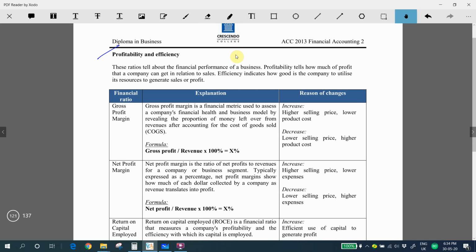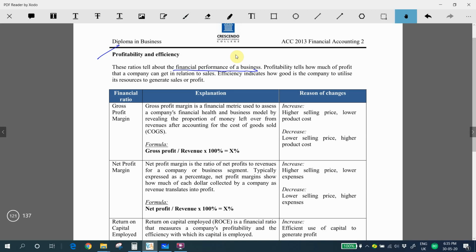In your profitability and efficiency ratios, you are able to tell the financial performance of a business. Profitability tells how much profit a company can get in relation to sales. Efficiency indicates how good the company is at utilizing its resources. So what are the ratios under profitability and efficiency?